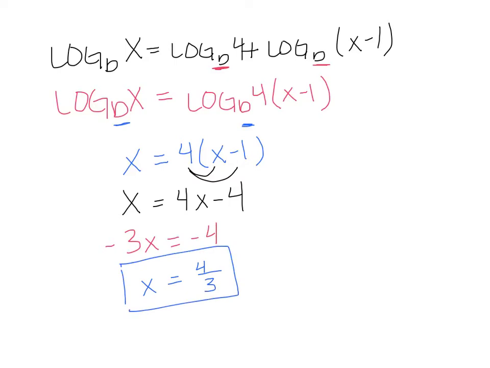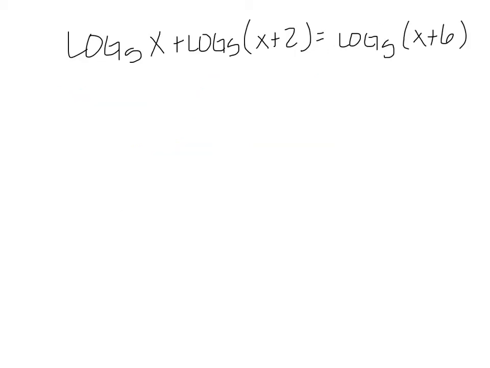So that's our solution. Now we have to be careful with our logs, because we cannot have a negative argument. That's something we've talked about. So we need to look at our answer and look at our original problem and see if at any time an argument would be negative. So for log base b of x, that one's okay. And the log base b of x minus 1. Is 4/3 minus 1 still positive? Yes. So we're okay. Our answer is x equals 4/3.